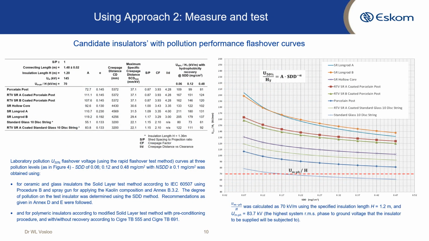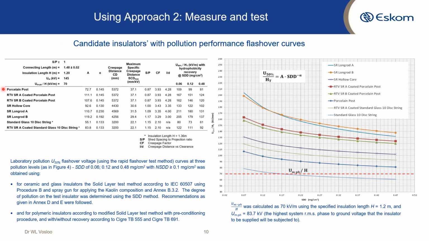Got the data for approach 1. Let's look at approach 2, where we measure and test. Now, we've already done the pollution severity assessment in approach 1, and we've got all the data from the Danafontein substation, from Kips, and from the weather station. So now let's go and select candidate insulators.